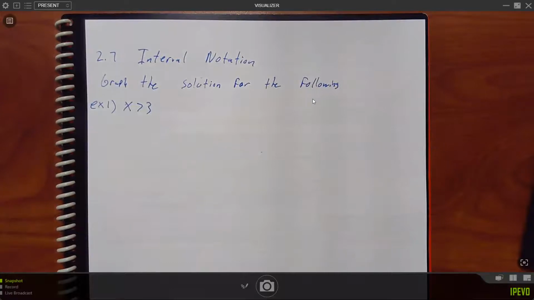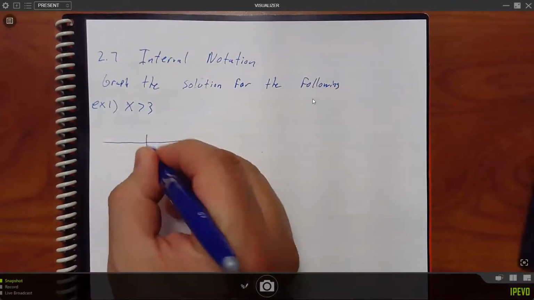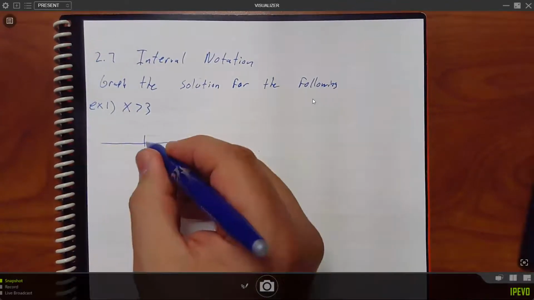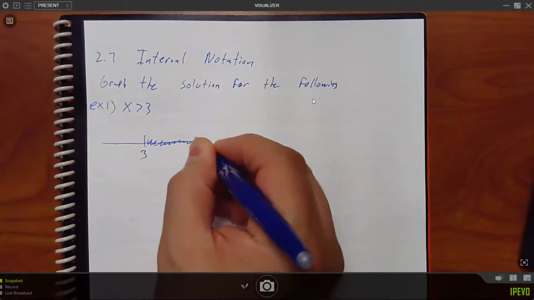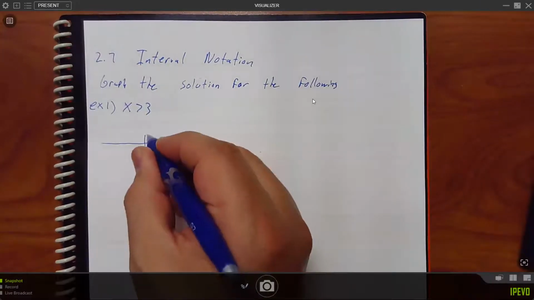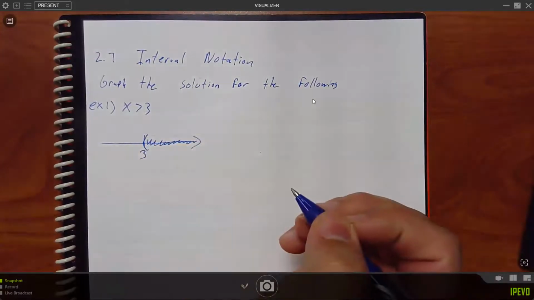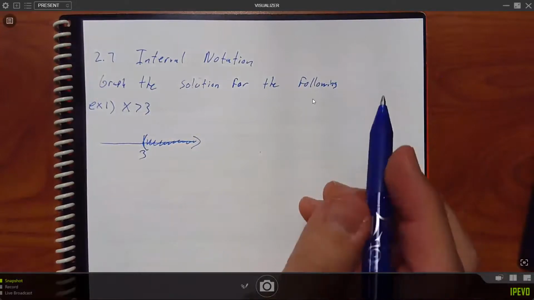Okay, so this is saying any x greater than 3. So just go to the number line. Go to 3. Just going to put it right there. And we keep going this way forever. We do not include the 3, so you put a parenthesis right here. So that's the graph.